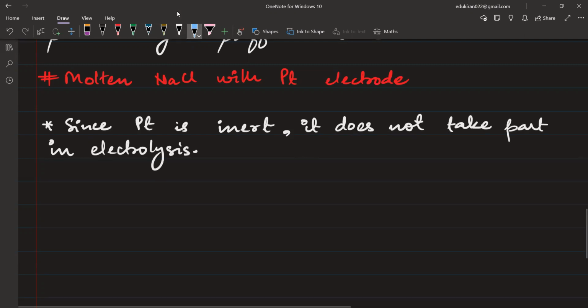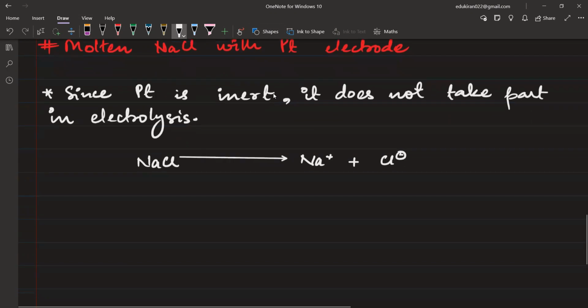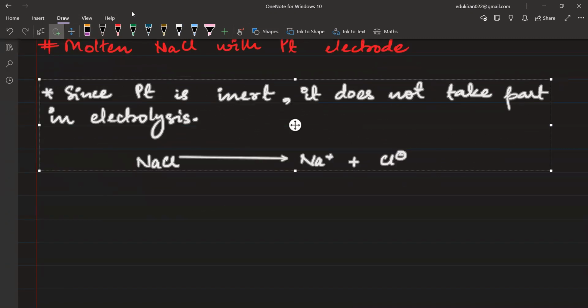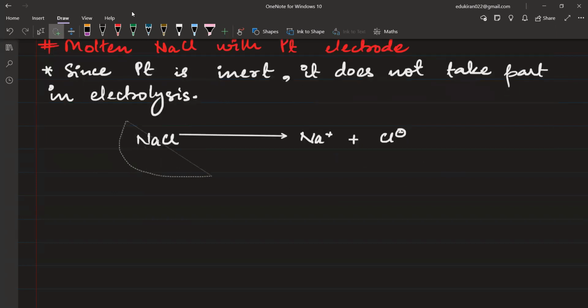That means the only electrolyte that we are going to have, the only chemical species that is going to take part, is NaCl. Now, when we melt NaCl, it is going to get converted into Na plus and Cl negative. Now, since we have only two species, one cation and one anion, we can easily predict the reaction that is going to happen at the anode and the reaction that is going to happen at the cathode. So all of you are going to tell me.